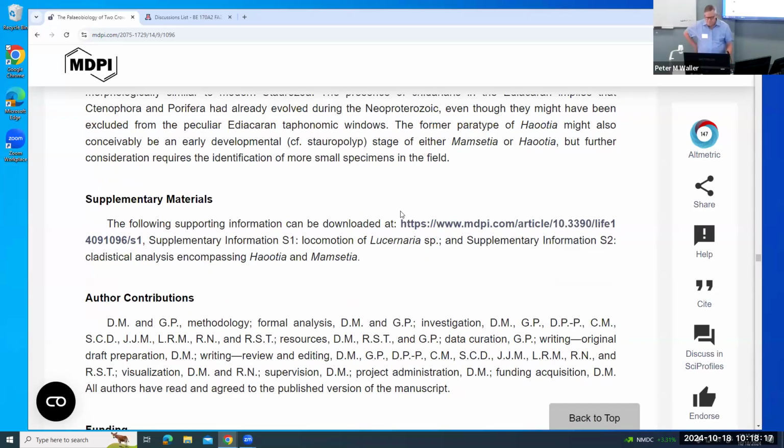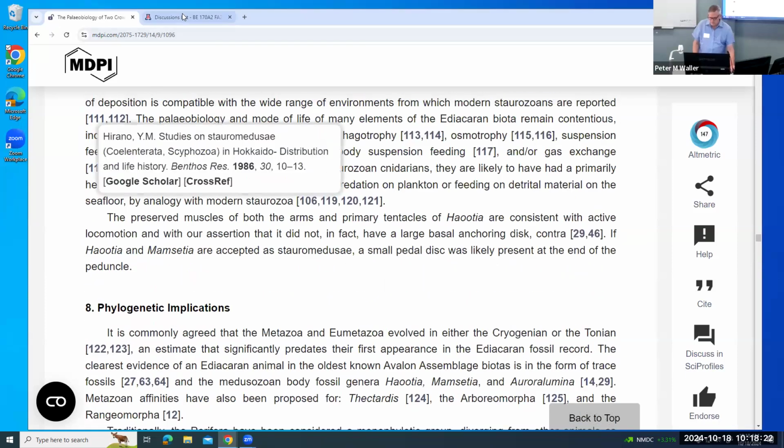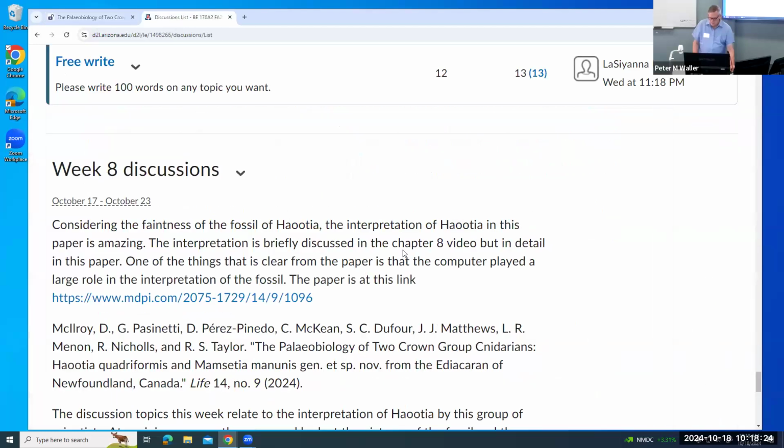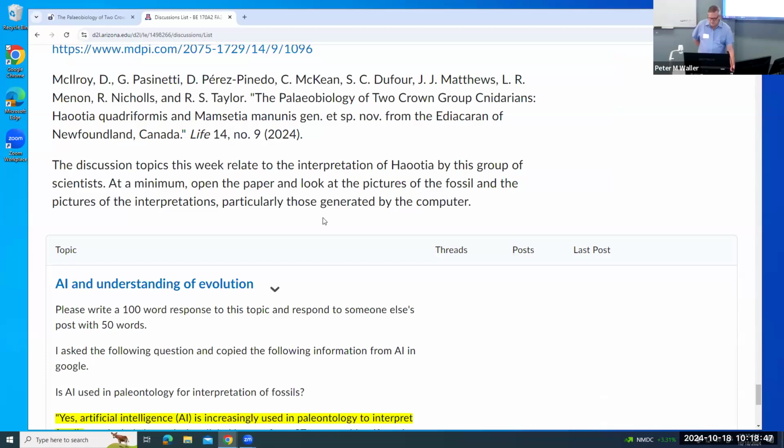And so the questions are, considering the faintness of the fossil of Heuschia, the interpretation of Heuschia in this paper is amazing. The interpretation is briefly discussed in chapter 8 video, but in detail in this paper. So one of the things that's clear from the paper is that computer played a large role in the interpretation of the fossil. And so the discussions relate to the Heuschia paper.